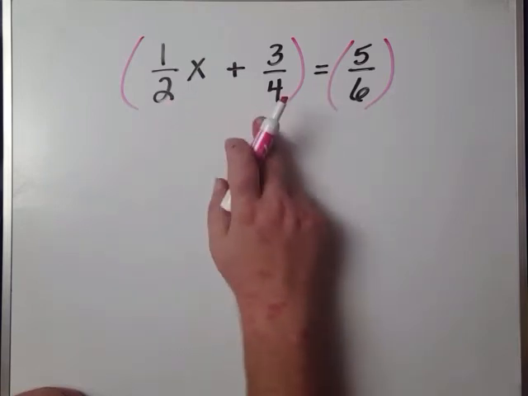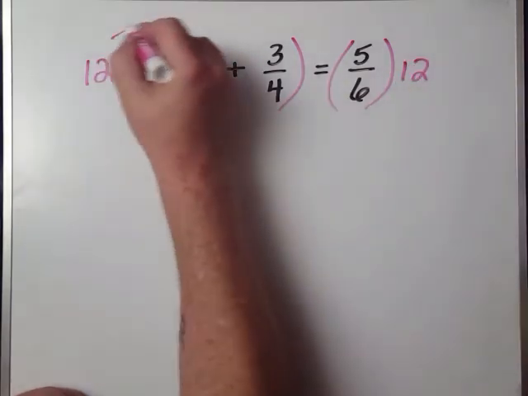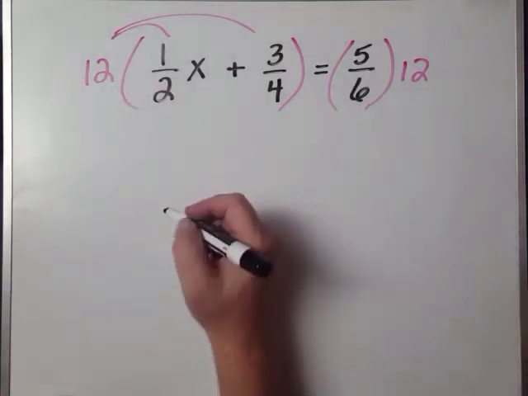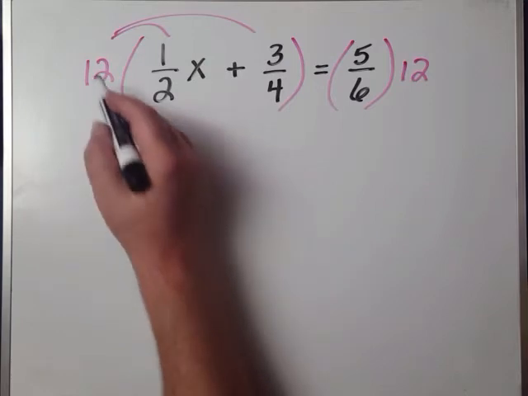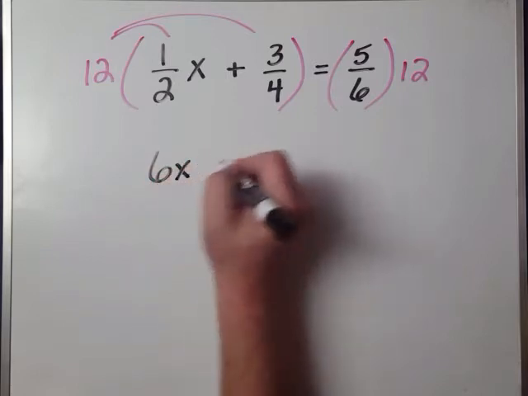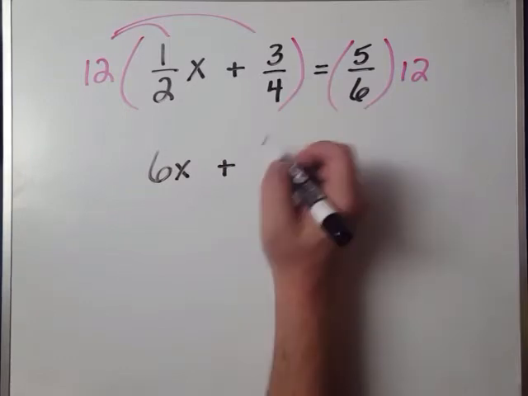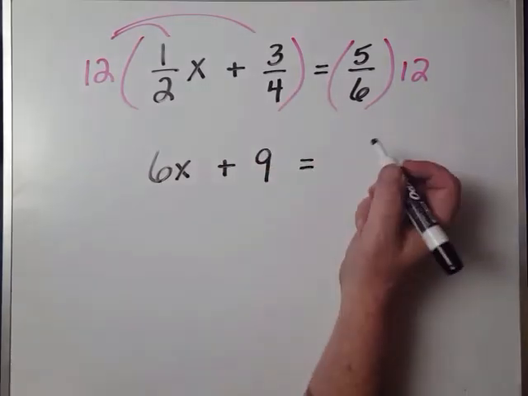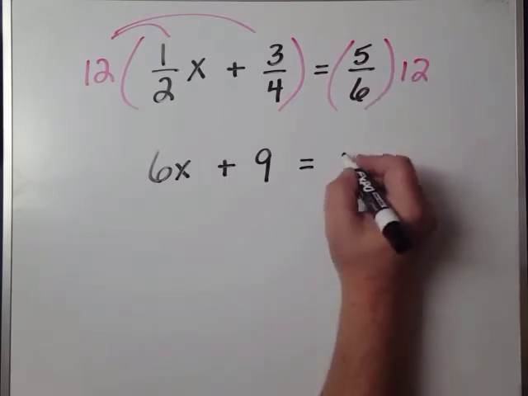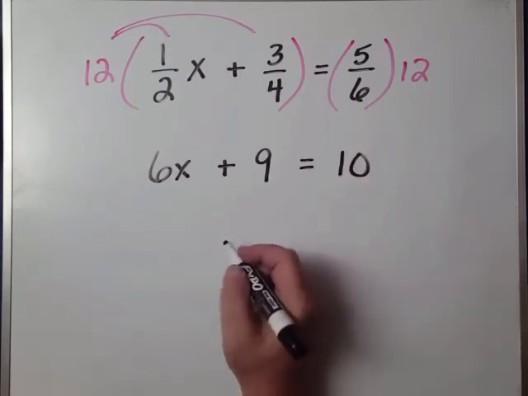To clear the fractions from this equation, we multiply both sides by the LCD of all the little fractions. Least common multiple of 2, 4, and 6 is 12. We'll distribute that 12 here on the left-hand side. We'll simply multiply there on the right. I'm going to cross-cancel on the fly. Here we go. 12 times 1/2 x. Half of 12 is 6. So that'll leave me 6x. Plus 12 times 3/4. 12 divided by 4 is 3, times 3 is 9. On the right hand side, 5/6 times 12. 12 divided by 6 is 2, times 5 is 10. So we've cleared the fractions from this equation, and we continue in the usual manner.